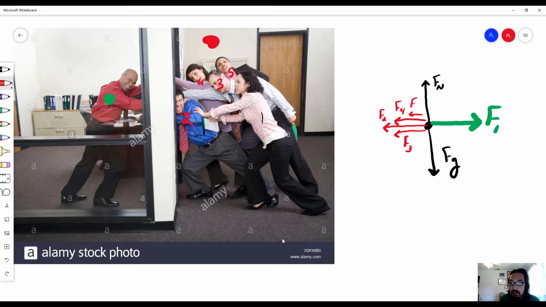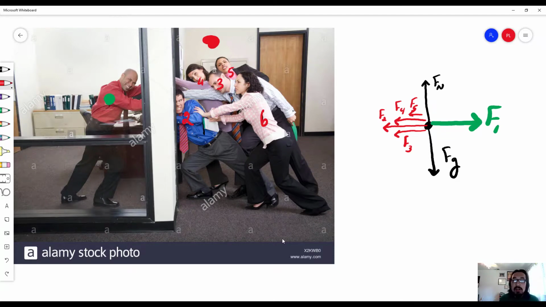She's not pushing as hard. It looks like she's just making the face to show us that she's trying really hard, but I don't think she actually is. And the very last one is this lady right here, number 6. I'm not going to draw number 6, because notice number 6 is not touching the door.